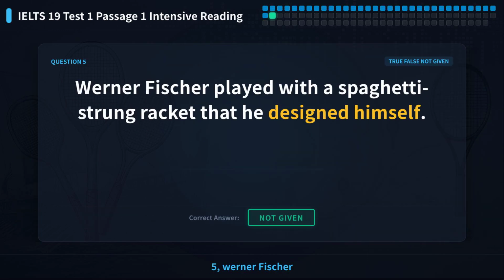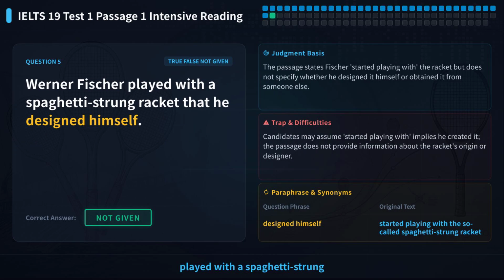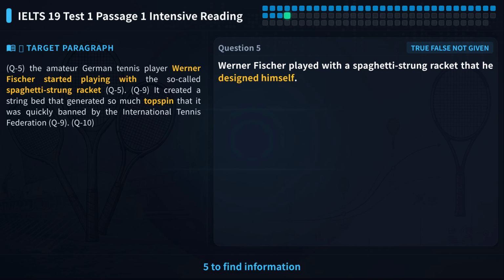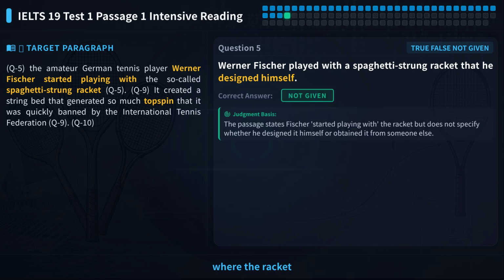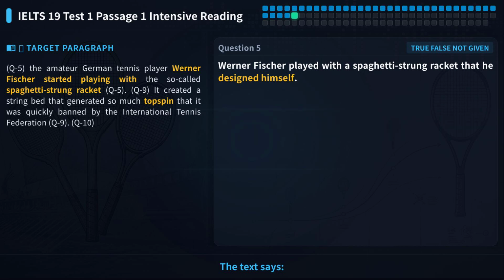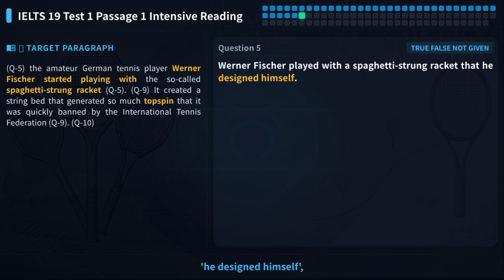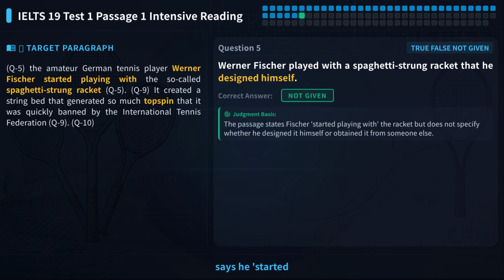Let's look at question 5. Werner Fischer played with a spaghetti-strung racket that he designed himself. The key clue is designed himself. Let's go to paragraph 5 to find information about Fischer and where the racket came from. The text says, the amateur German tennis player Werner Fischer started playing with the so-called spaghetti-strung racket. The original phrase is started playing with. The statement says he designed himself, but the text only says he started playing with the racket. There is no information about who designed it.